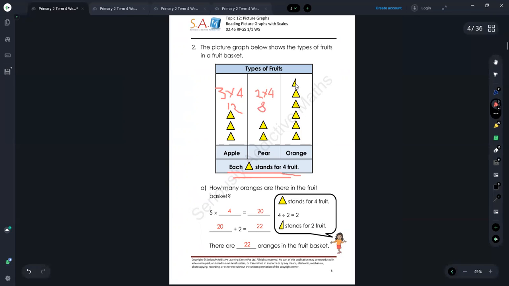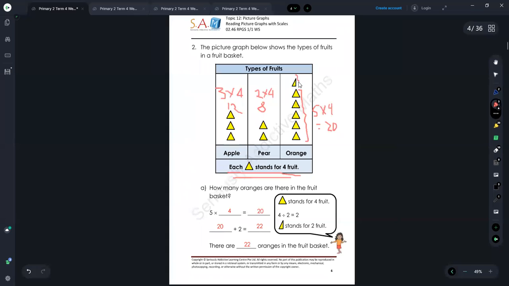Now this one is very interesting. There's a half triangle there. Ask them not to worry about the half triangle, but to worry about the whole triangles first. So there are 5 triangles here. So 5 times 4 equals 20. Then go back to the half triangle.